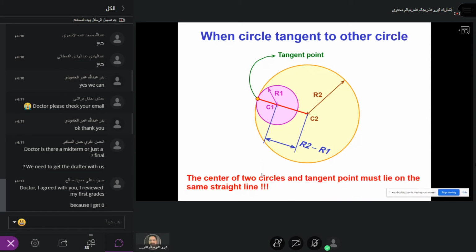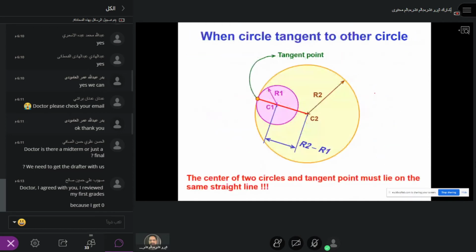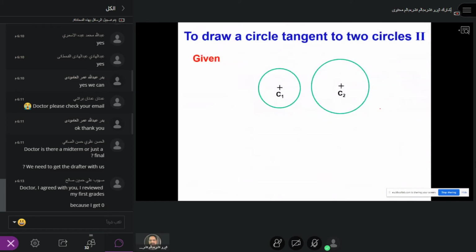Okay, the center of the two circles and the tangent point must lie on the same straight line. That is the theory, right? So C1, C2, and the tangent point should all lie on a straight line. In the previous case we used R1 plus R if it is outside. This time it is R2 minus R1 if it is inside. This is R2 and this is R1. So R2 minus R1 is the key here.